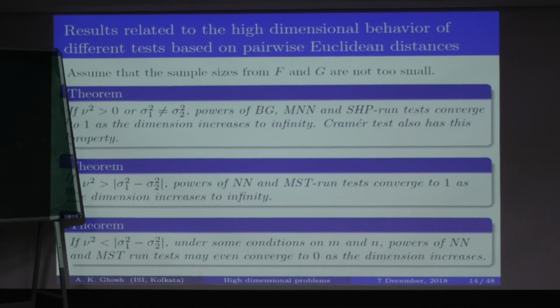A condition on M and N means that one of them is not too large compared to the other one or something.